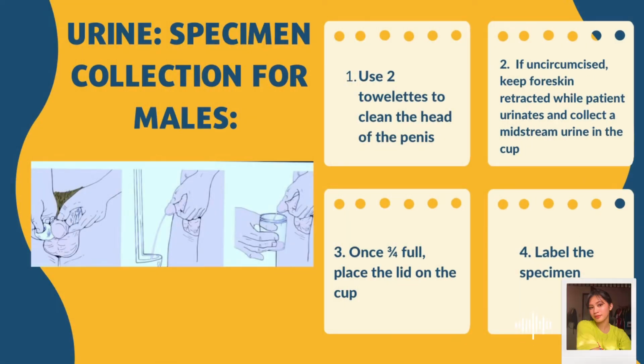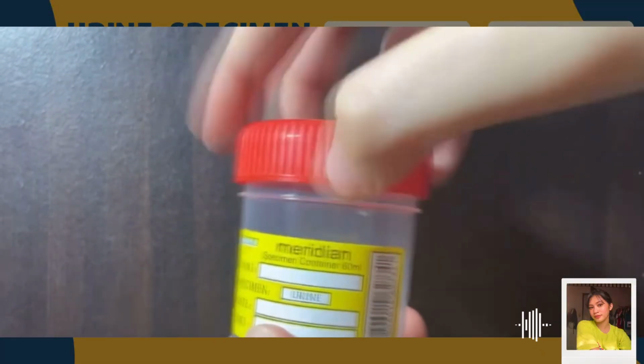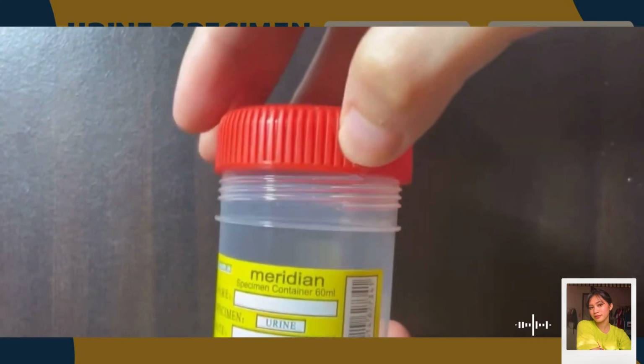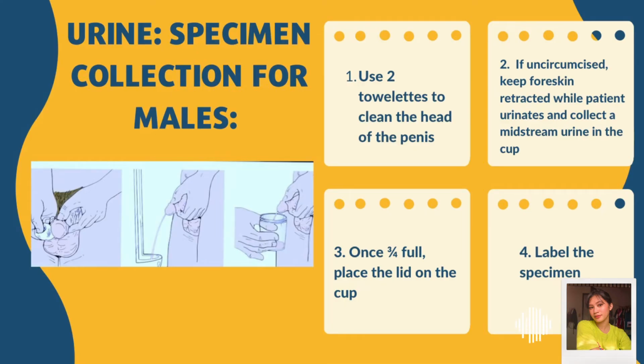And for the urine specimen collection in males, the following directions must be carefully observed and followed. The first thing you need to do is wash your hands. Next, remove the lid from the sterile container without touching the inside or the lid of the container, and cleanse the tip of the penis with an antiseptic towelette and let dry. Retract the foreskin if uncircumcised while urinating.